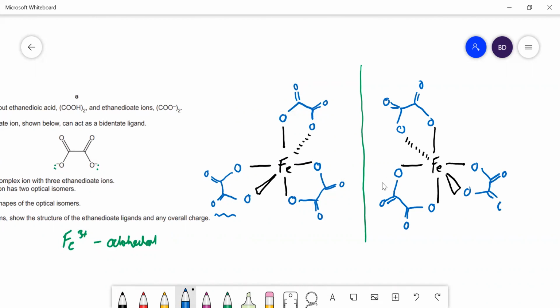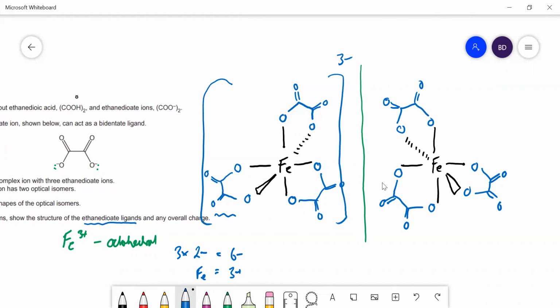Right, it does say here, show the structure of the ethane dioate ligands. We've done that. We've shown skeletal formulae and any overall charge. So each ligand has got a charge of 2 minus, and there's 3 of them. So that's equal to 6 minus, and the Fe is obviously 3 plus. So that means the overall charge on this species is going to be 3 minus, and the same on the other isomer as well.